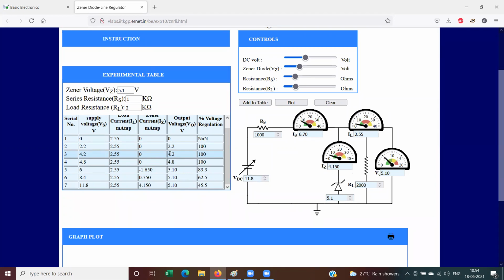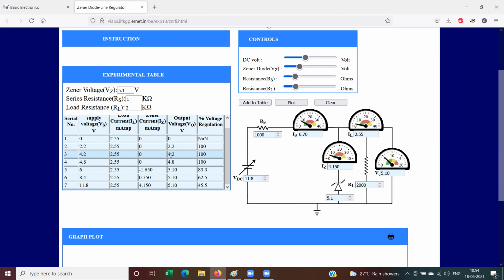The load current IL is not changing anymore. Why is it not changing? Because VL is fixed. If VL is fixed, IL cannot change. The remaining, the balance current, is always flowing through the Zener diode. Can you see?